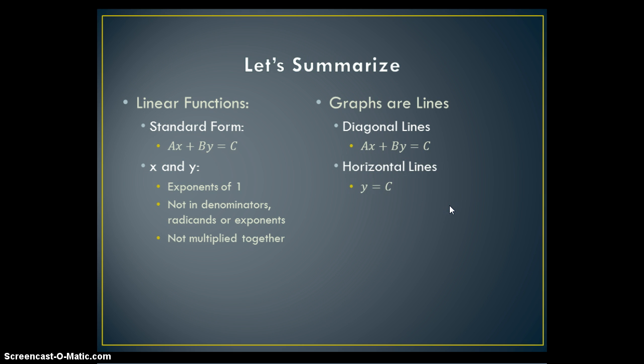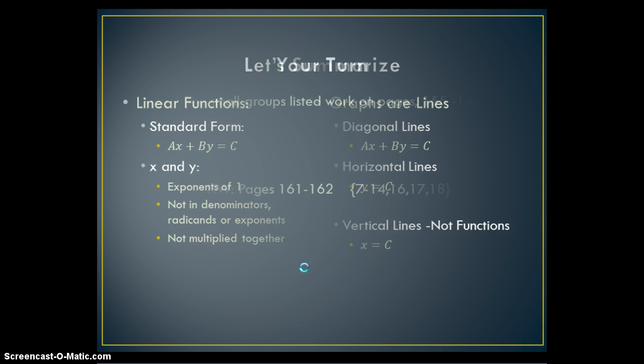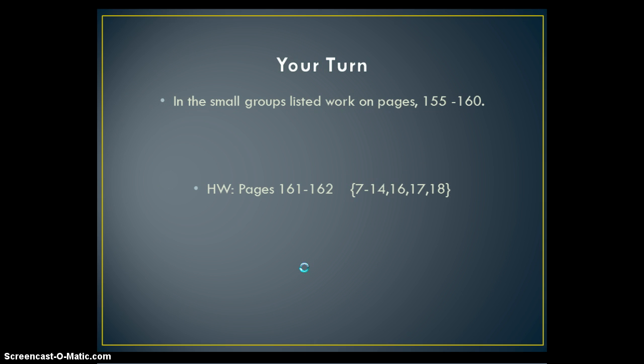Horizontal lines, simply y equals c. Horizontal lines are functions. And then we have vertical lines. Vertical lines are not functions, but they are linear equations. We can write a line based upon this equation. X would equal c.